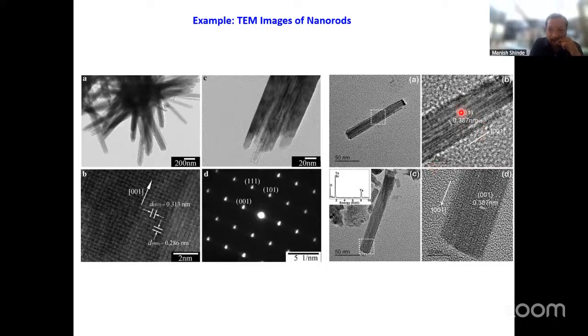I further magnified this region. Now I am getting the distance of the 001 plane, and I can find out the d values. And when I take the electron diffraction pattern of this region, I am getting a single crystalline spot-like pattern. And these spots correspond to different planes like 001, 101, 111, and so on. So this kind of information can be obtained using TEM imaging.